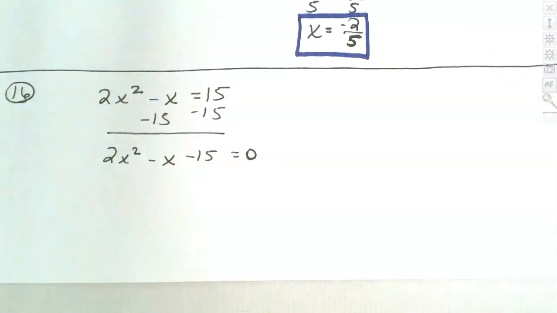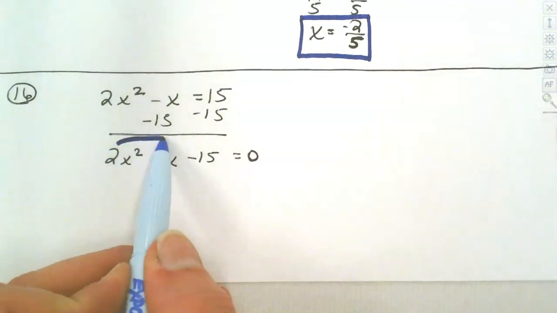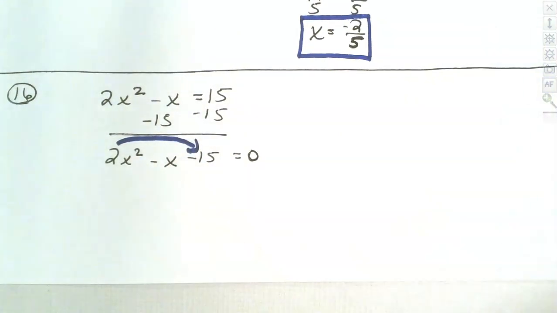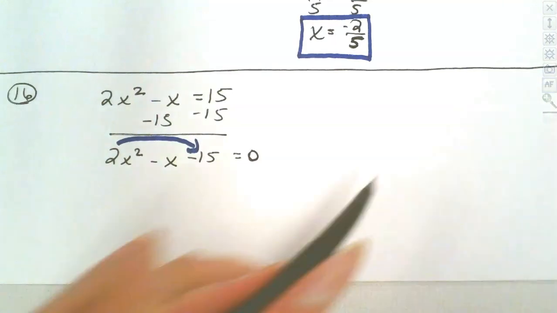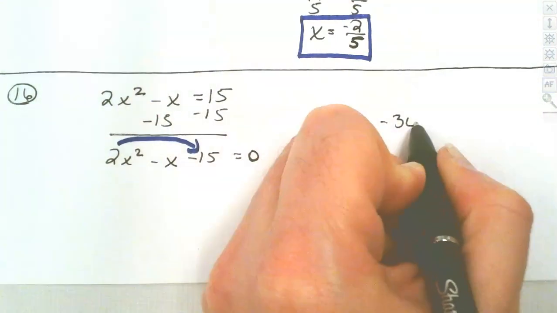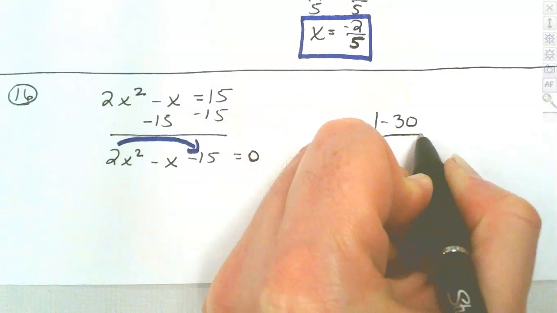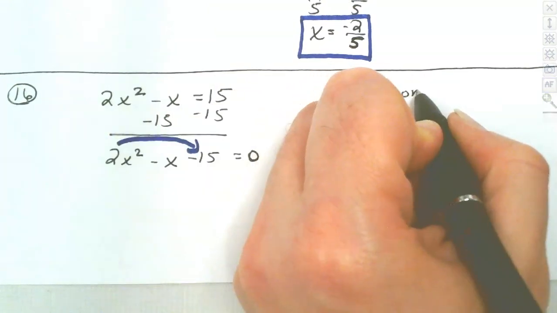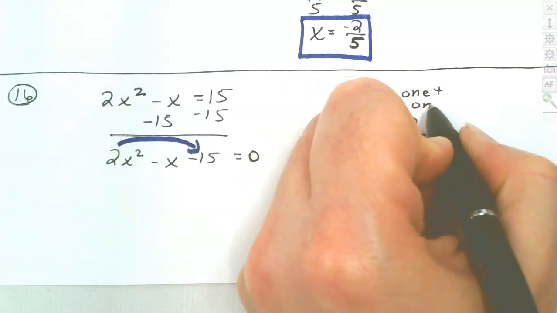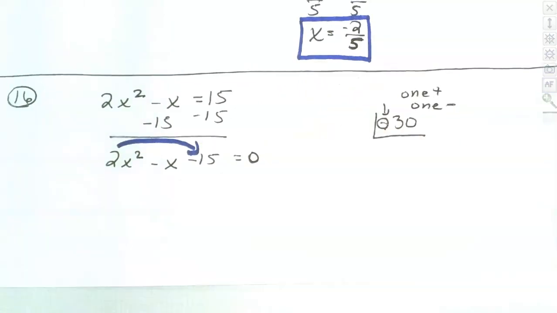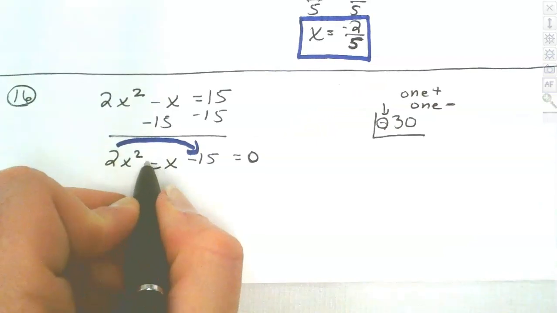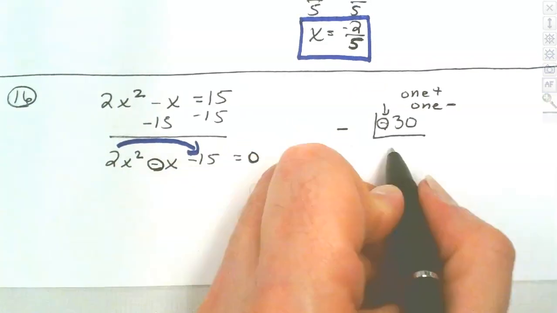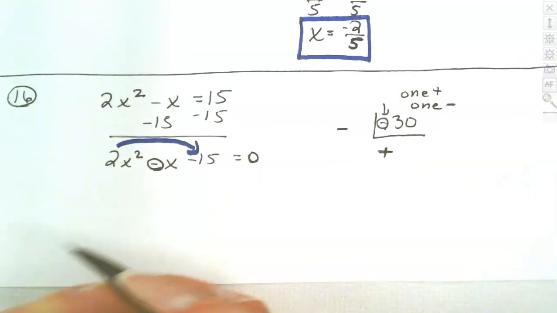We now take our first number times our last number. So 2 times a negative 15 is a negative 30. That goes in our box. This is negative, so what do we know? We know that one number is positive, one number is negative. What's the sign in the middle? Negative. So larger number is negative, smaller number is positive.